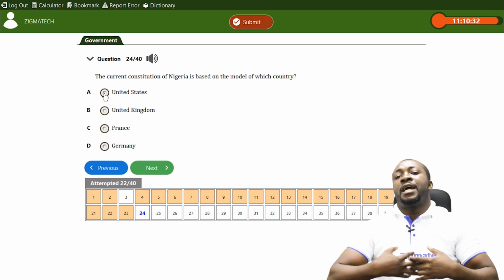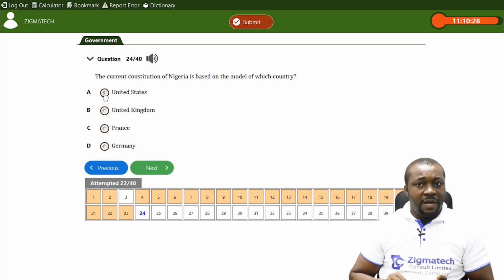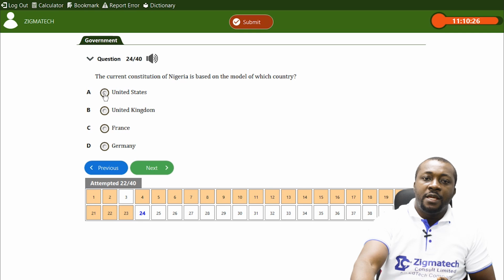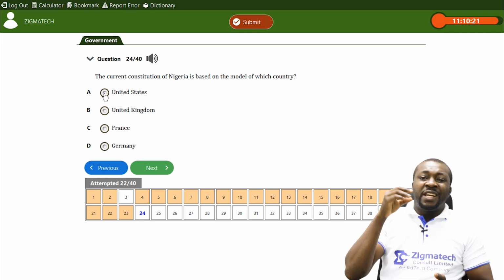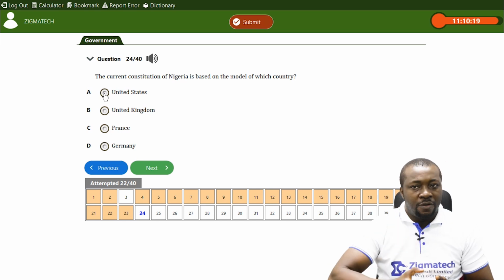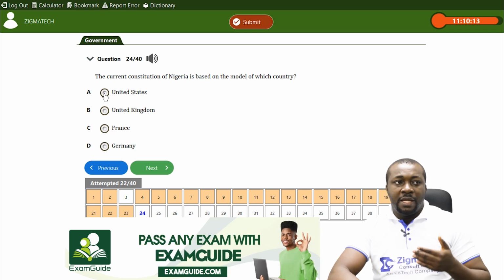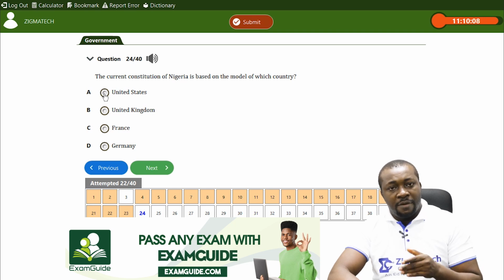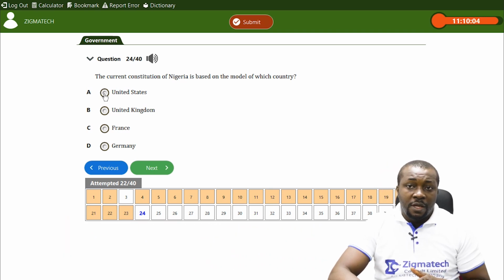And the 1999 constitution, as amended, the current constitution we are using now, actually took most of its provisions from the same 1979 constitution. So we are practicing American-style presidential system of government, which is why we can see that our constitution is based on that of the United States model. Remember, United States of America is also a federation. Nigeria is also a federation. So A is the answer.